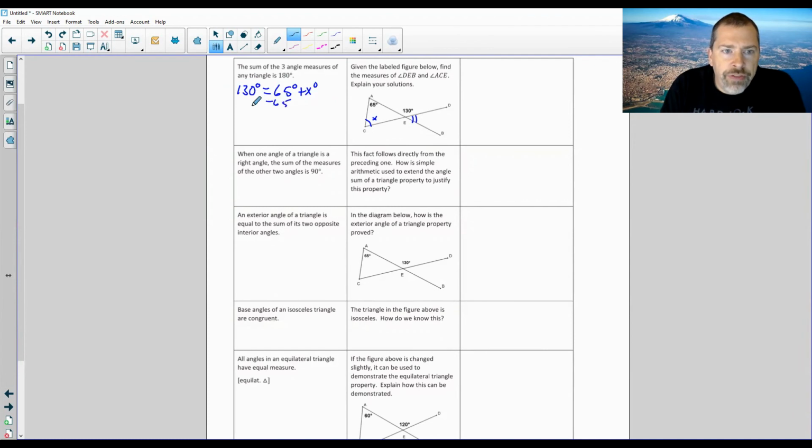Subtract 65 from both sides. This is doing the remote interior theorem. And 10 minus 5 is 5, and 12 minus 6 is 6. And so x is 65 degrees. 65 plus 65 is 130. So I now know that this is 65 degrees. Okay.